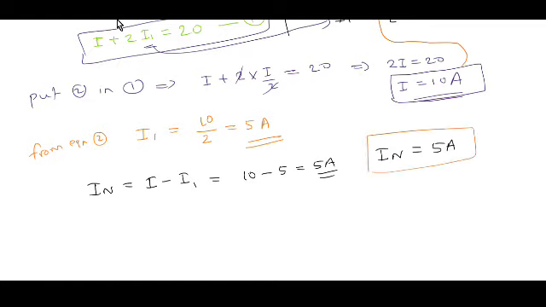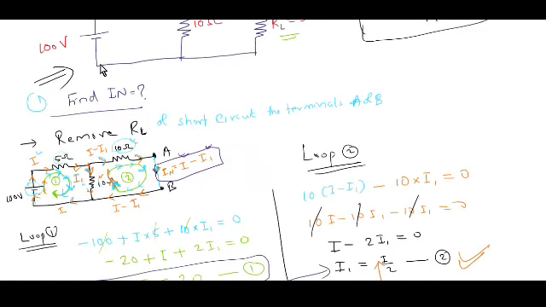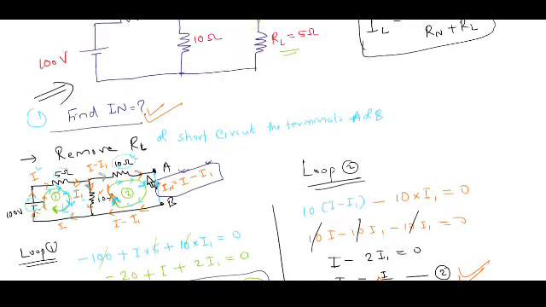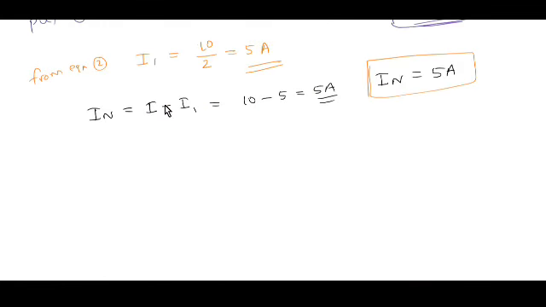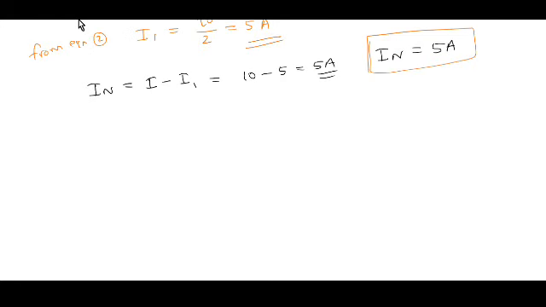Okay, this is the one required factor we got, the value of IN. Next, if you look at this expression again, now we need to know the value of Rn, the Norton resistance. That is our next task, the second one, to find Rn.